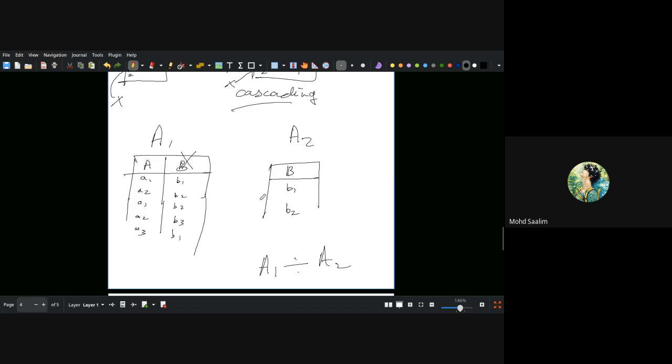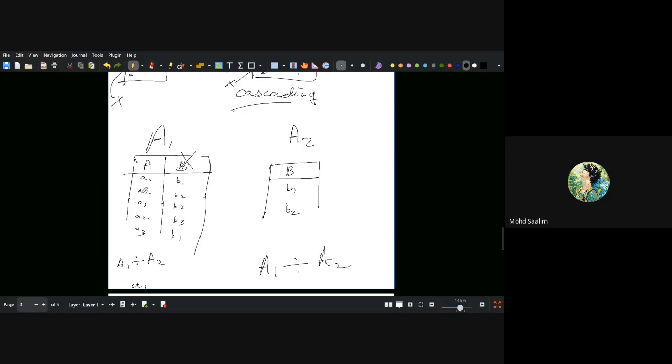Now in row based filtering, we want only such A's for which B1 and B2 both exist in the same row in our A1 table. So we will start with A1. For A1, B1 exists. You can see in the same row, B1 is existing. And for the same A1, B2 exists. So the condition is satisfied. A1 will be included in the final output of A1 divided by A2.